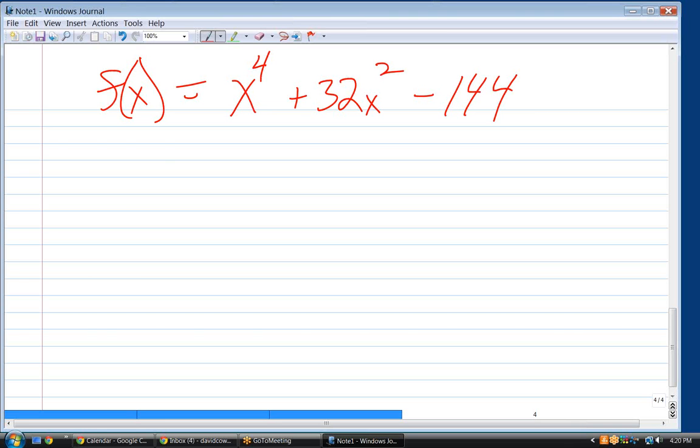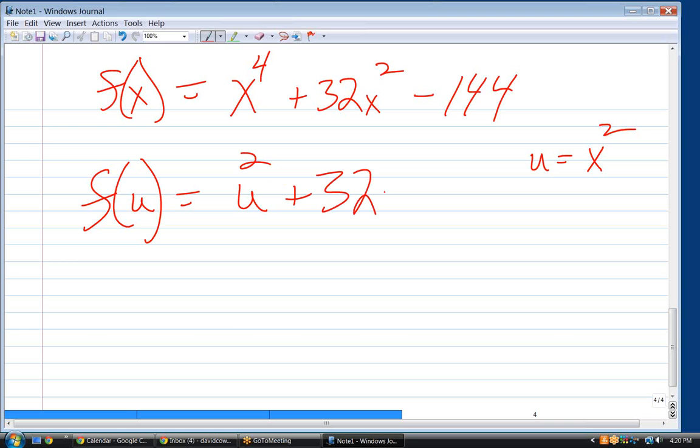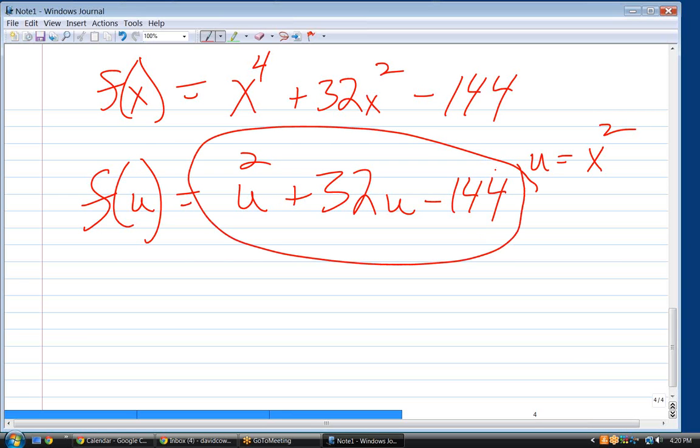Okay. Now, do you know what I mean by that? Let's use some substitution. I'm going to let u equal x squared, which means if I rewrite this as a function of u, I'm going to have u squared plus 32u minus 144. Well, that's a quadratic. We can factor that.